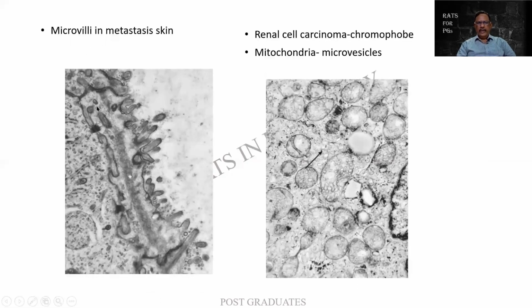The microvilli. Microvilli, all of us know that is there in the intestine. But then, if you are going to find similar kinds of cells in the skin, it means a metastasis to the skin. Renal cell carcinoma, chromophobe, and you find the mitochondria will be displaying microvesicles.